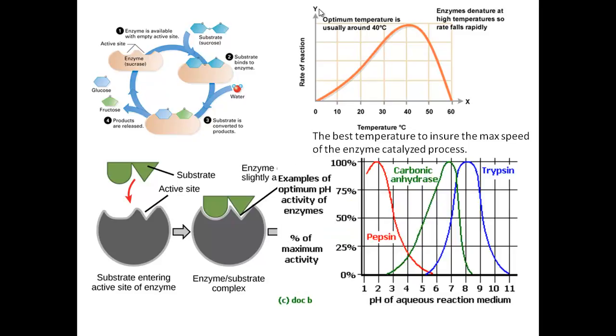And then we can have the same thing with pH. We can have some pHs that are very acidic. Pepsin works in your stomach, and then we have trypsin working in your mouth. Your mouth is a little bit basic, and your stomach is very acidic, and this is the optimum or best pH value to ensure the maximum speed of enzymatic processes.